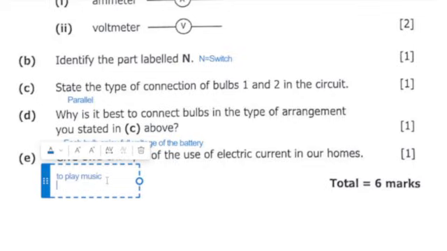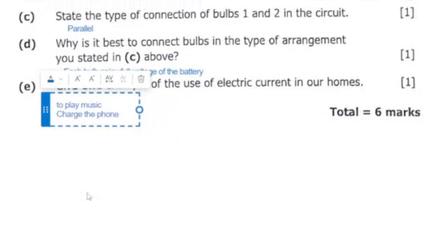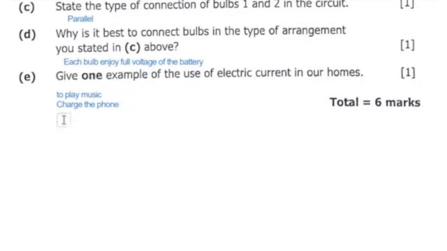Okay, and what other things do we use? We use electricity to charge our phone. Every home has a phone now. So if you want to charge the phone, you connect it to the source of electric current. So, to charge the phone. I'm sure they just want one, so we can pick one of the two, and either will be the correct answer. Basically that's how we use electricity in our homes.